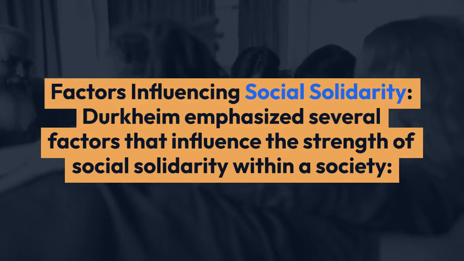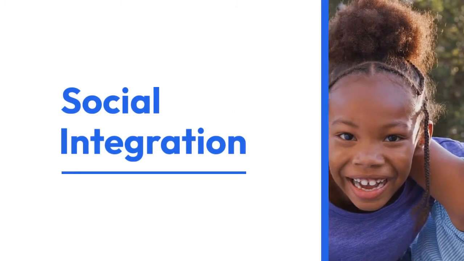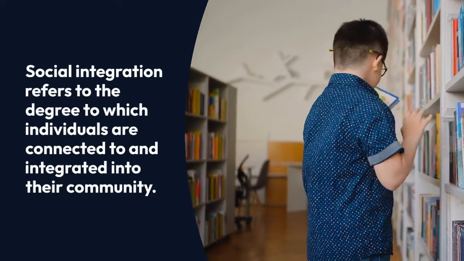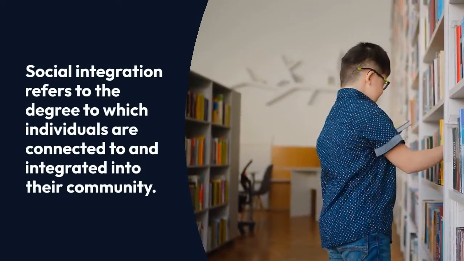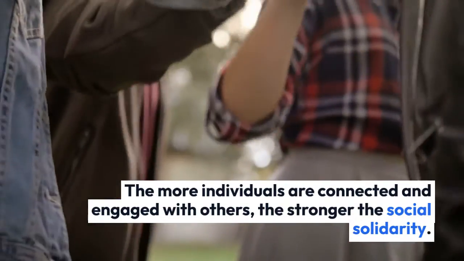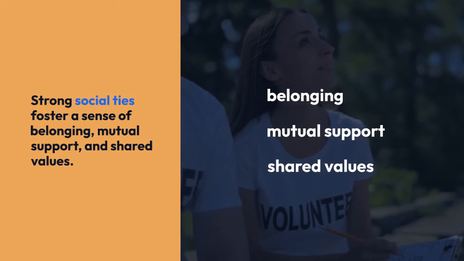Factors influencing social solidarity. Durkheim emphasized several factors that influence the strength of social solidarity within a society. Social integration. Social integration refers to the degree to which individuals are connected to and integrated into their community. The more individuals are connected and engaged with others, the stronger the social solidarity. Strong social ties foster a sense of belonging, mutual support, and shared values.